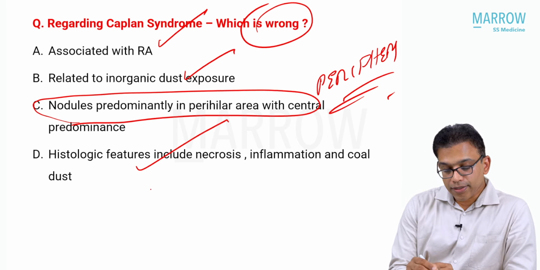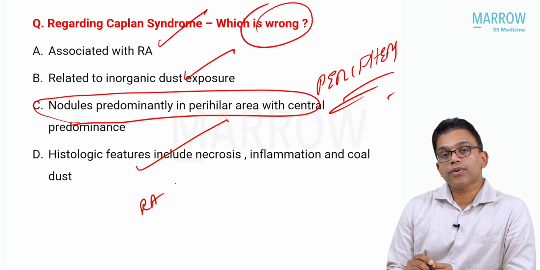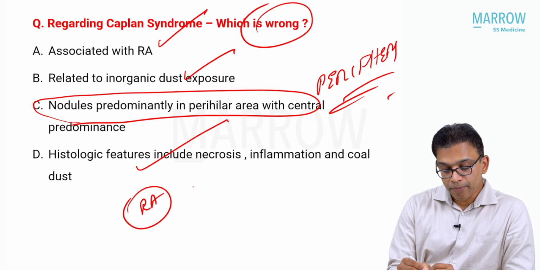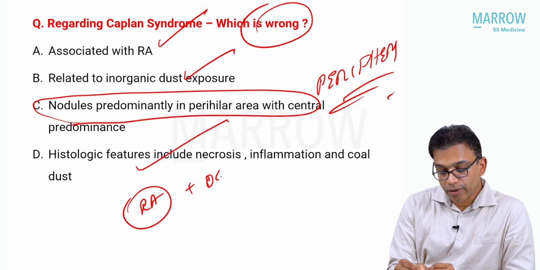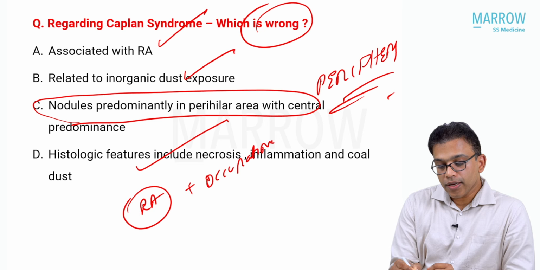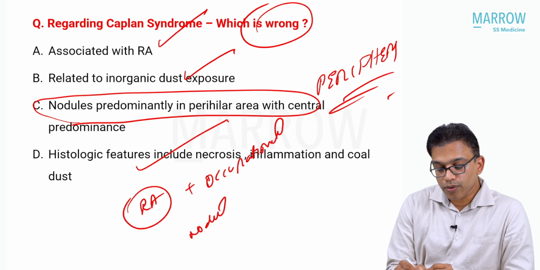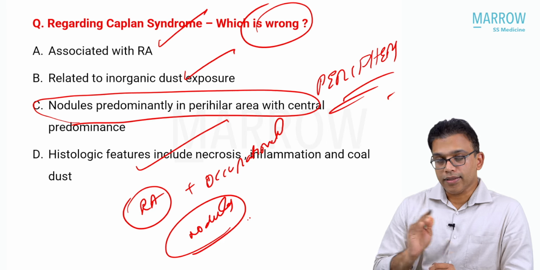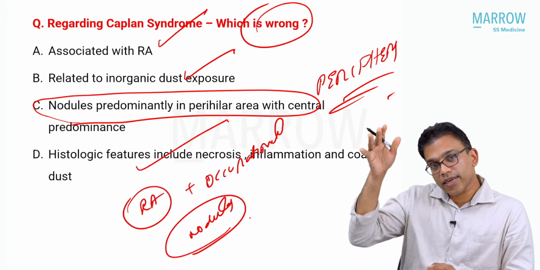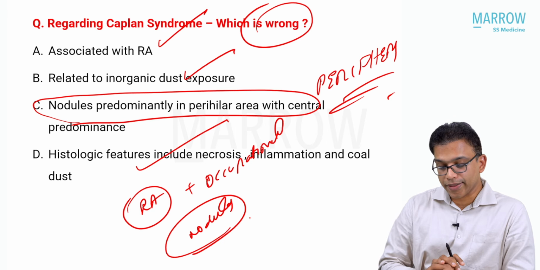So what is Kaplan syndrome? It is a pneumoconiosis associated with rheumatoid arthritis. So rheumatoid arthritis plus occupational lung exposure, resulting in multiple nodules within the lung. That is the classical presentation, or the original case report of Kaplan syndrome was like that.